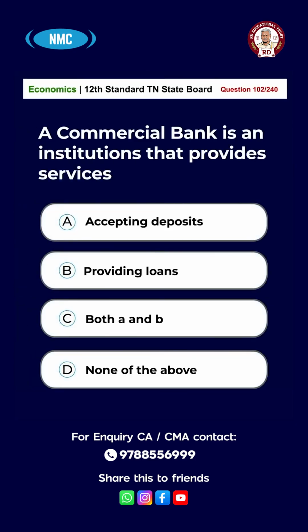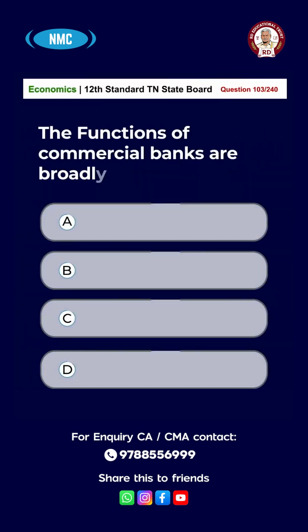Question number 102. A commercial bank is an institution that provides services. A. Accepting deposit, B. Providing loans, C. Both A and B, D. None of the above. The answer is option C. Both A and B.